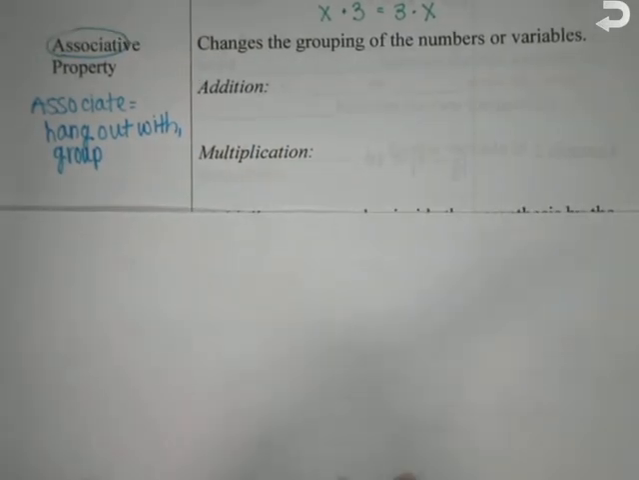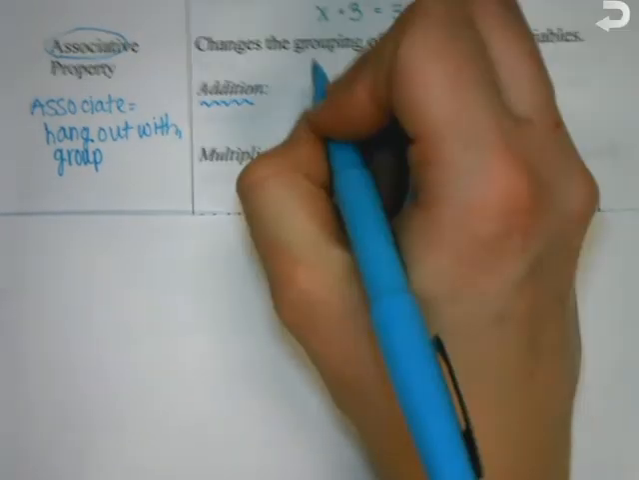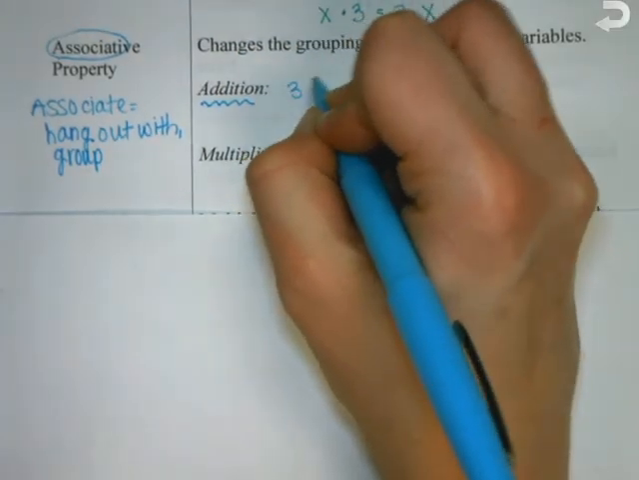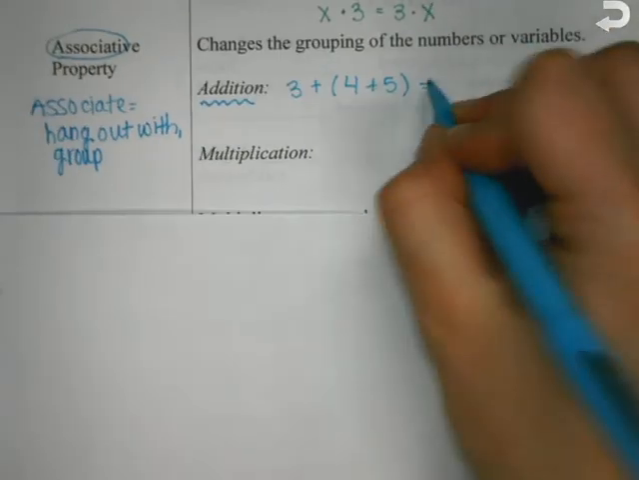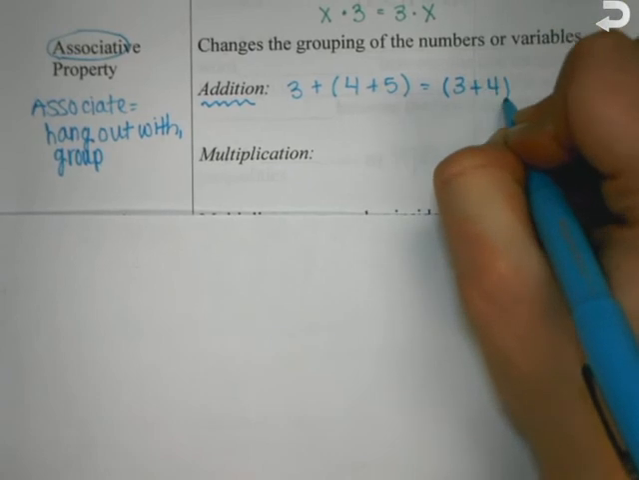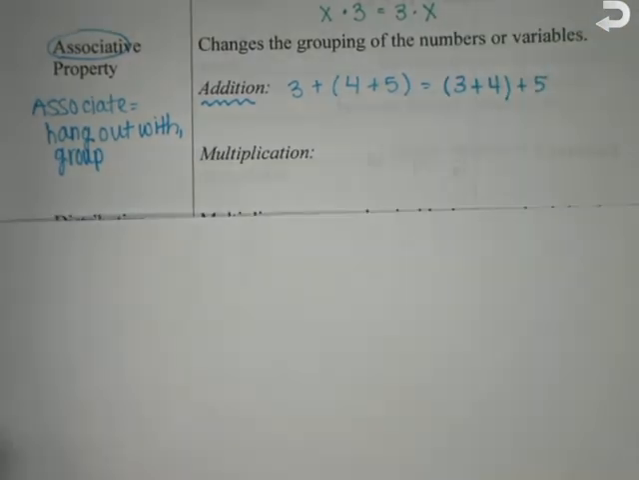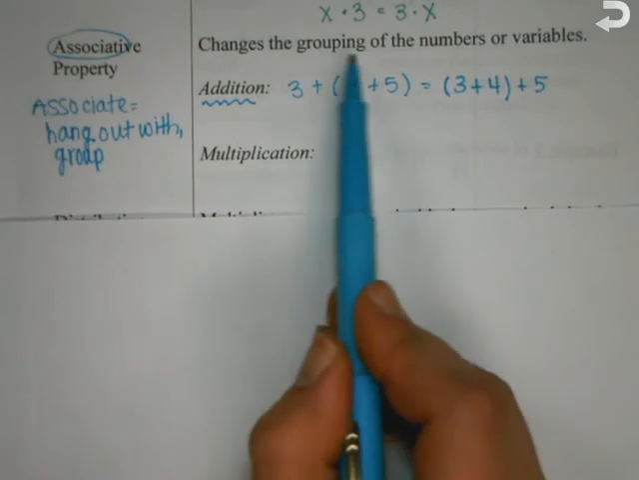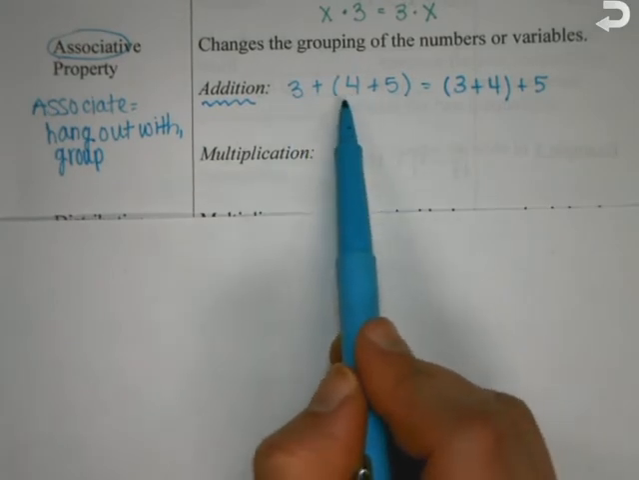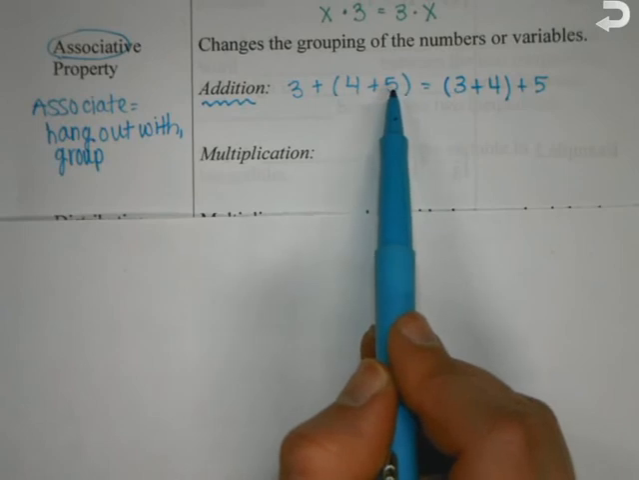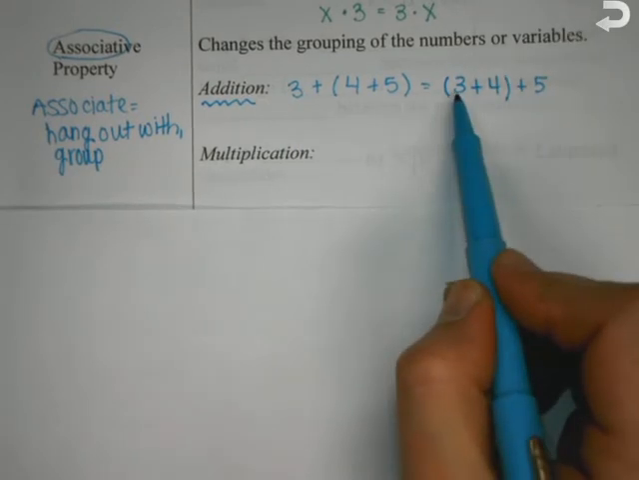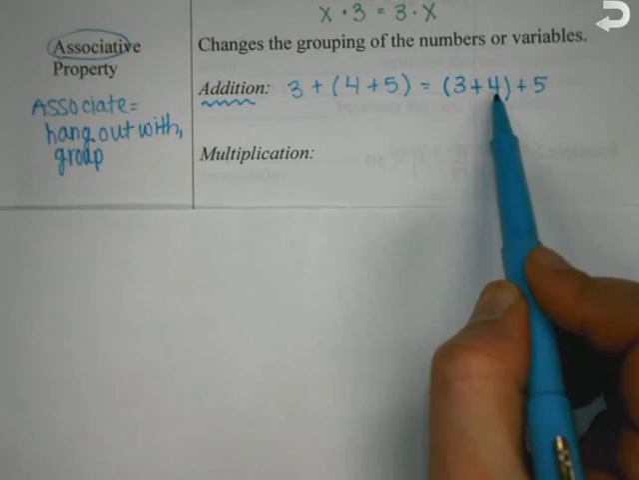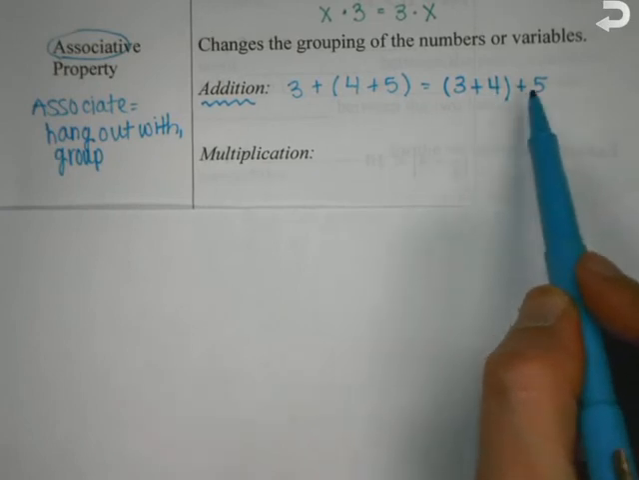For example, for addition, I could group 3 plus (4 plus 5), right? And that's the same as if I grouped (3 plus 4) and added 5. If we follow order of operations on the left-hand side, what do I have to do first? Parentheses. So 4 plus 5 gives me 9. Plus 3 gives me 12. And so if we look at the right-hand side, I group them differently. So 3 plus 4 gives me 7, plus 5 gives me 12. So the way I group them doesn't matter, right?